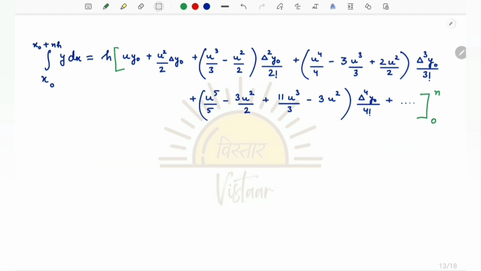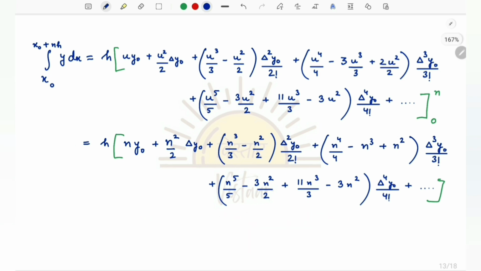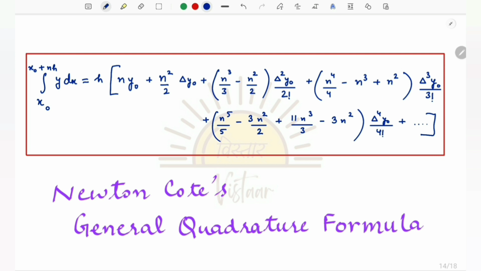So now the limits of the integration are 0 to n. We have to expand these terms which we have got after integration by using the limits 0 to n. Here the lower limit is 0 and the upper limit is n. So we will get, so this formula is known as the Newton-Cotes general quadrature formula.